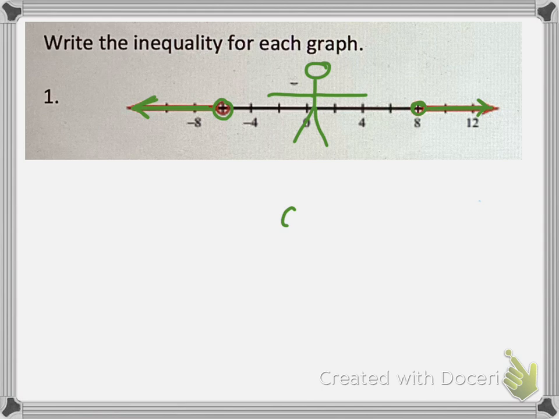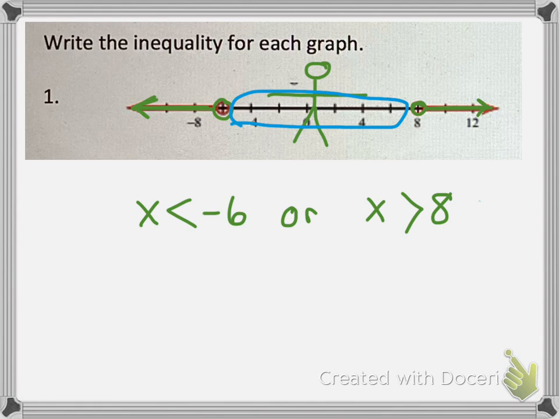So I'm going to put or down here, and I'm going to write the statement for each one of those. Well, it looks like it's going by 2s, so this is going to be that x is less than negative 6, okay? Or x is greater than 8. Now, notice the open circles, so I don't put equal to. So any number in between here is incorrect. Everything else would be correct.